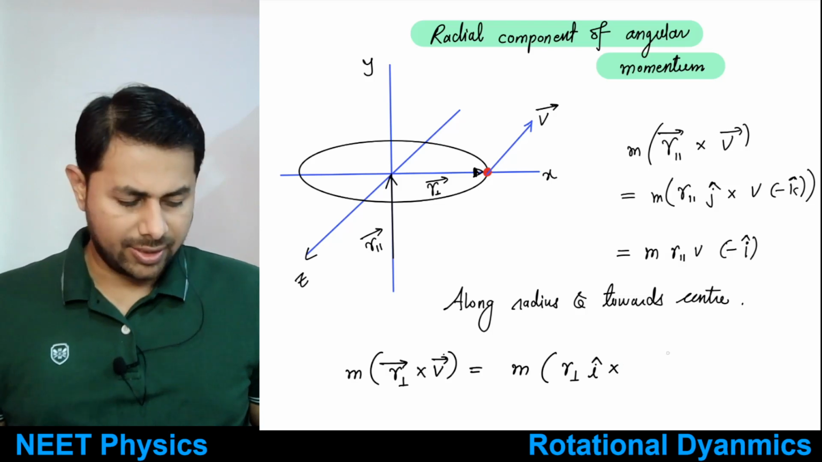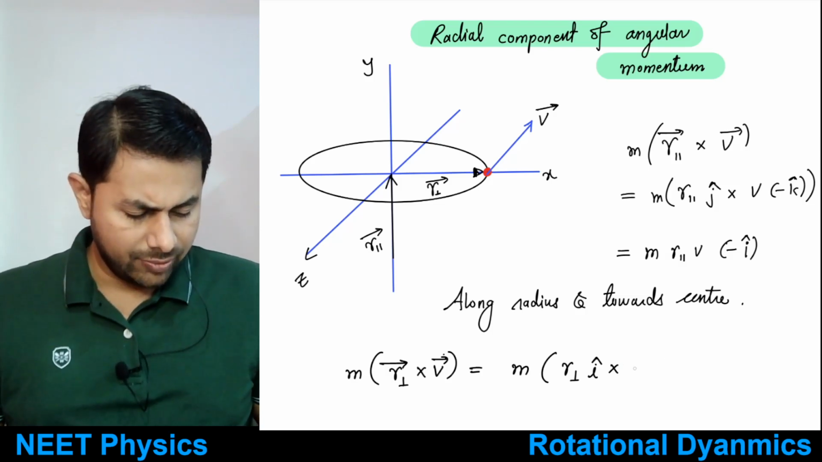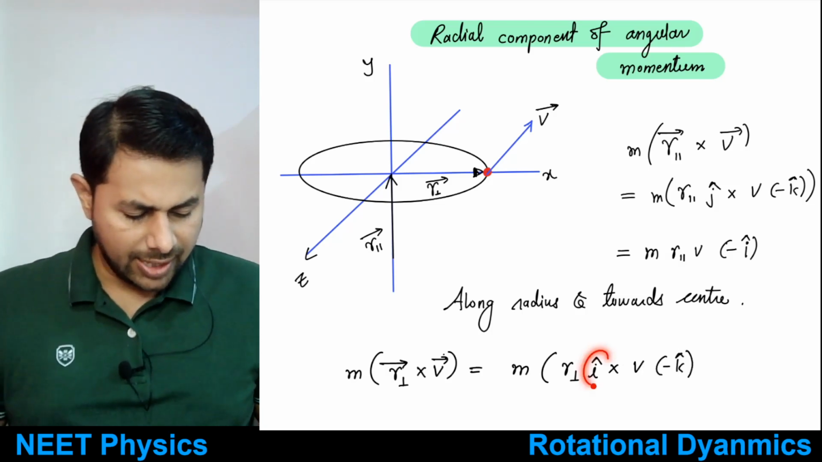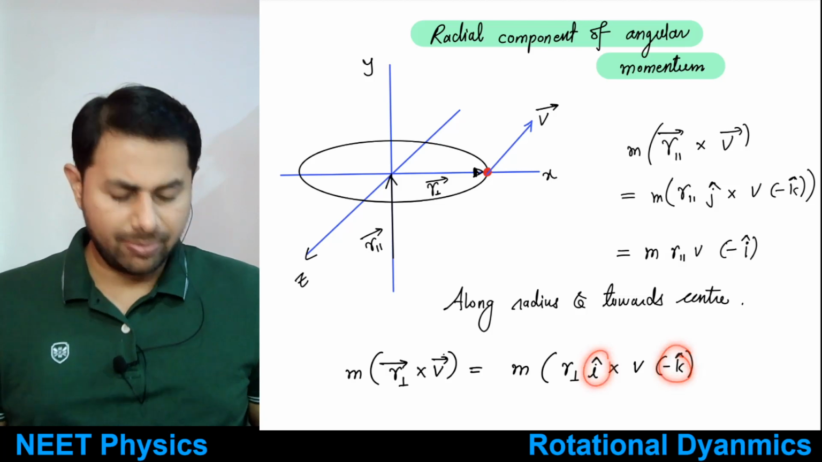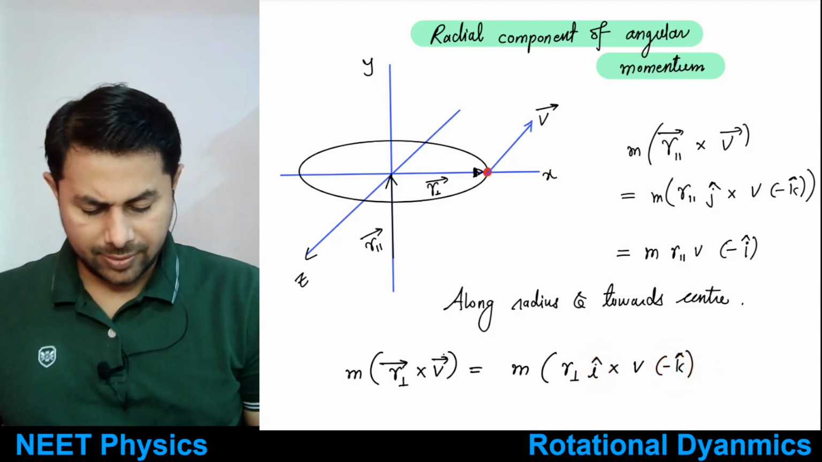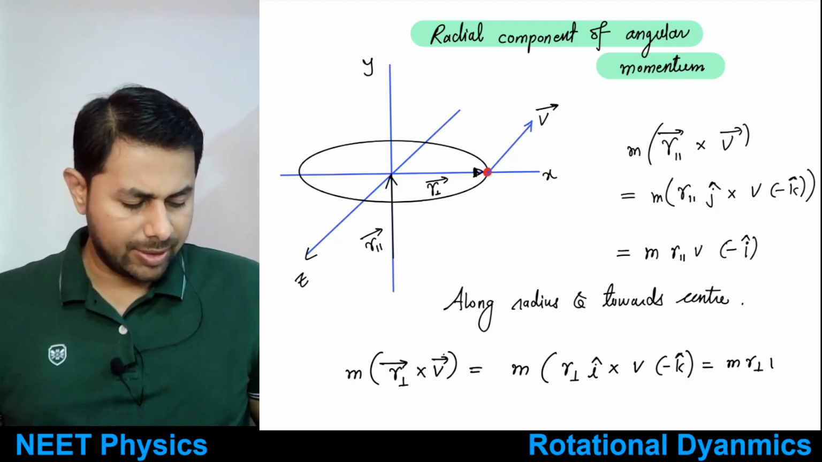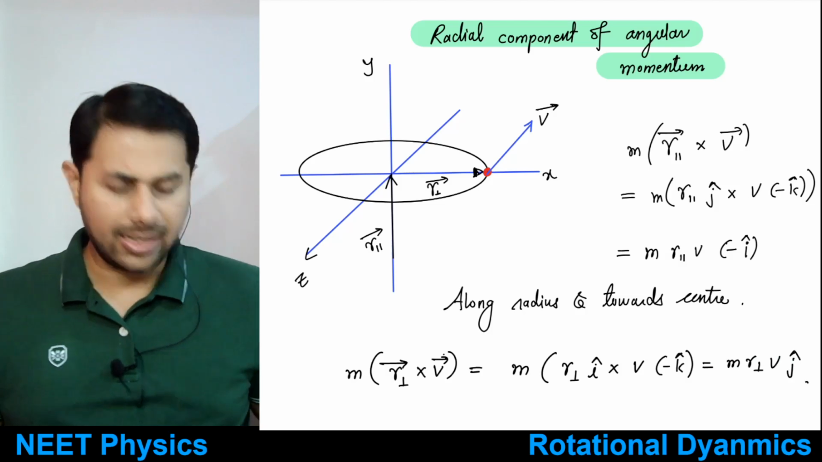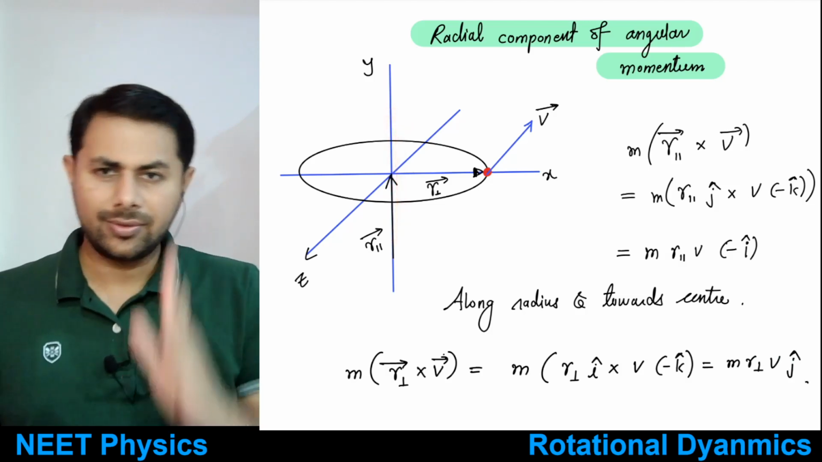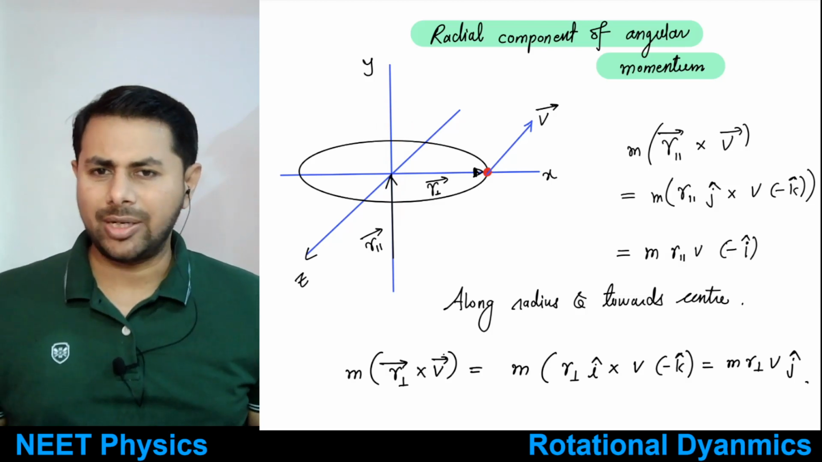v bar, which is directed along what? Negative z axis at the moment. So v bar is v multiplied by minus k cap. And then what is i cap cross minus k cap? It's j cap. So this is m r perpendicular multiplied by v multiplied by j cap. So what's its direction? It's along the axis. So this is the axial component of angular momentum.